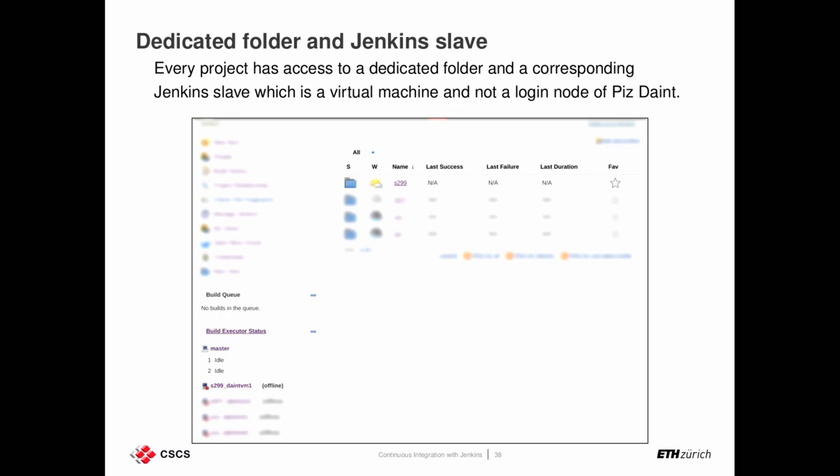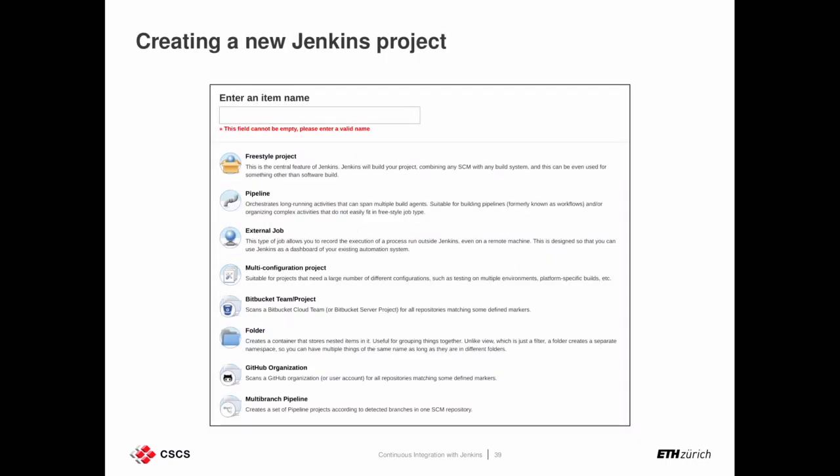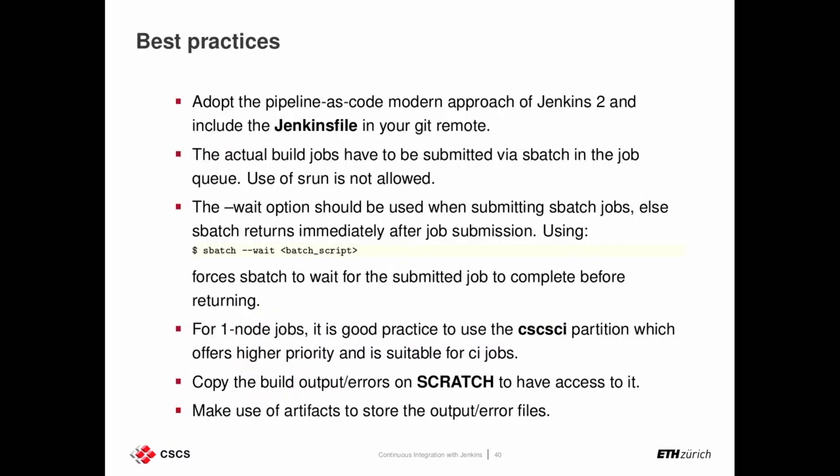So, but he can see only this one, and then he can create a Jenkins project inside this folder. The best practice that you should use is to adopt pipeline as code and include the Jenkinsfile in your Git remote repository, as I showed you before.